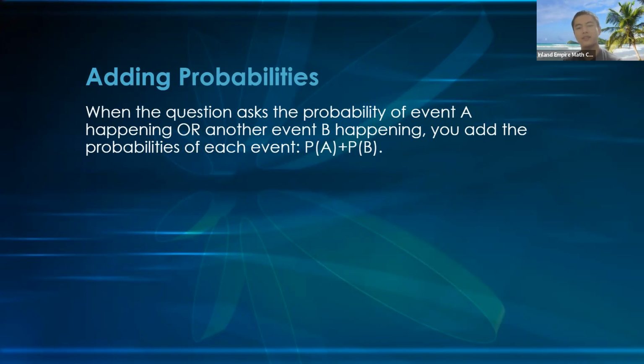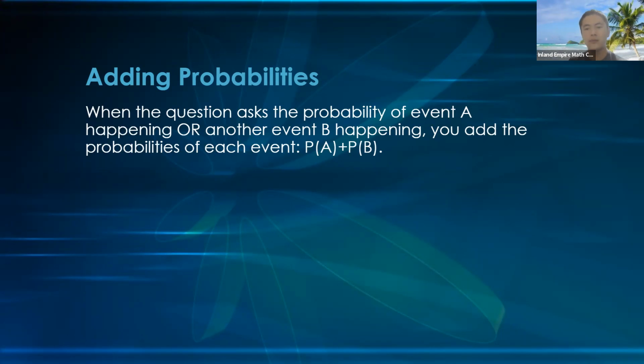As we have seen, you can only multiply probabilities when the events are completely independent. If the events do not affect each other and you're trying to find the overall probability, then yes, you can simply multiply the probabilities. However, when the question asks for the probability of event A happening or another event B happening, you add the probabilities of each event. So it's the probability of A plus the probability of B. And note this notation, like P parentheses A, is simply mathematical notation.